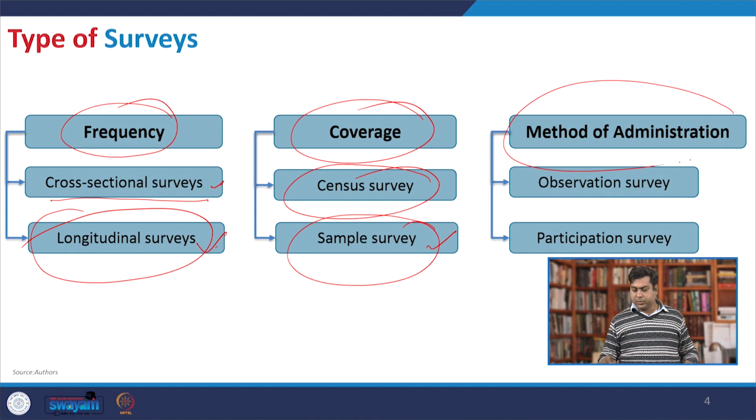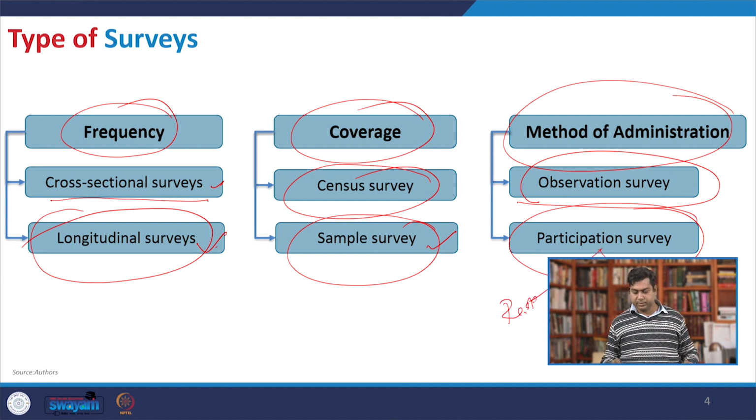And also the other classification is on the basis of administration, how you administer the survey. It can be an observational survey or it can be a participation survey. So this participation survey can be of a simple respondent, or sometimes it can go with the expert, right. So we will discuss one by one now.